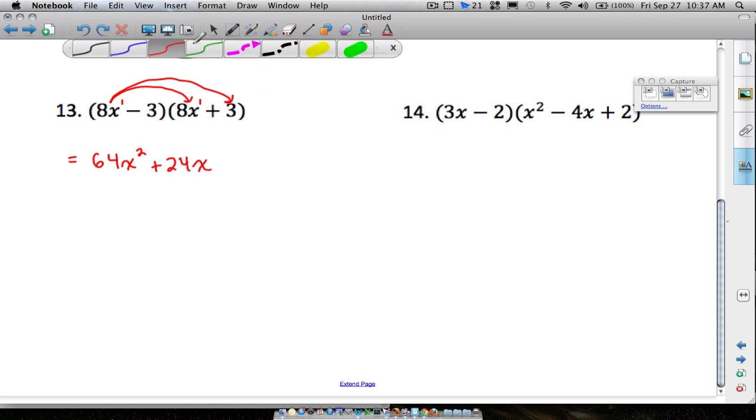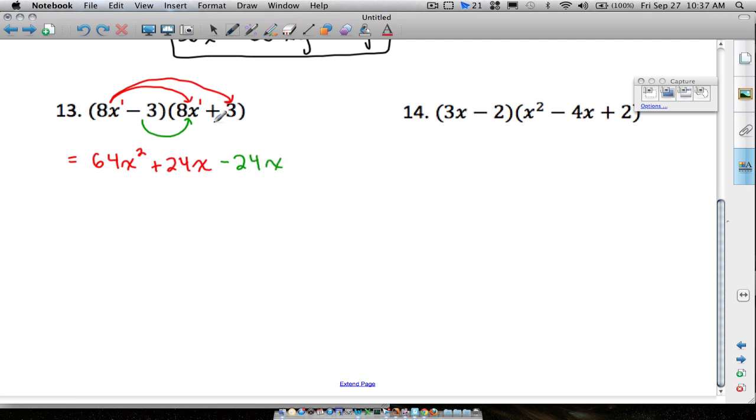And now let's come back and repeat this process for that negative 3. Negative 3 times 8x is minus 24x. And then negative 3 times positive 3, that's negative 9. So we have to subtract 9. Combining like terms, 64x squared, there's no more x squareds. Now these two right here do cancel out. Positive 24x minus 24x, they cancel out, so bring down your minus 9, and that's all we have for that one.